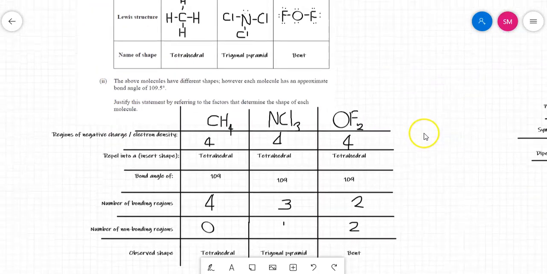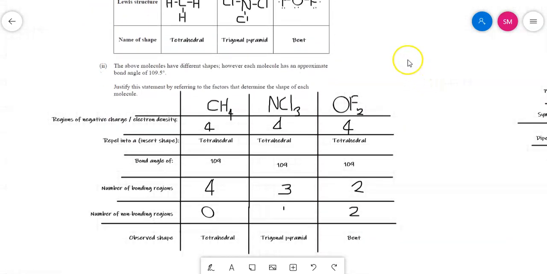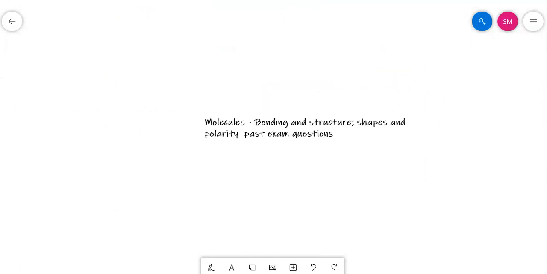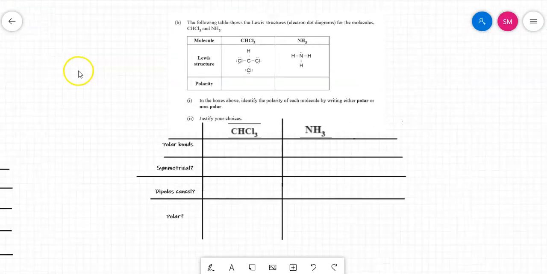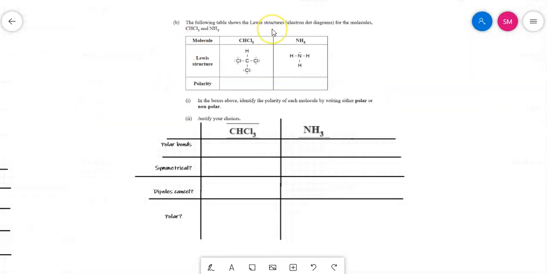So we'll move quickly on to the next type of exam question that you'll get in exam, which is about polarity. So the polarity question from last year's exam. The following table shows the Lewis structures for the molecules CHCl3 and NH3. So we're going to go through this and work out which of these molecules, or whether they're polar or non-polar.